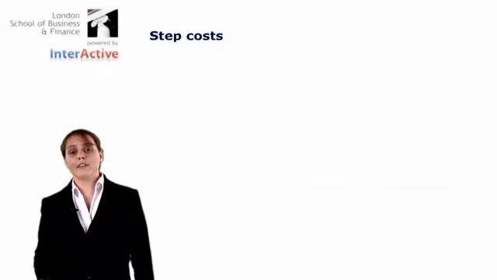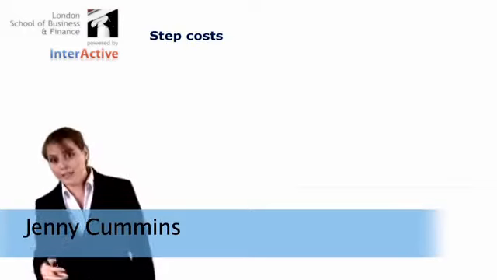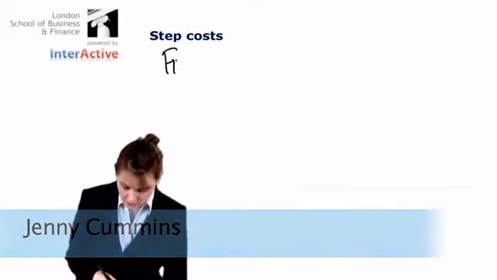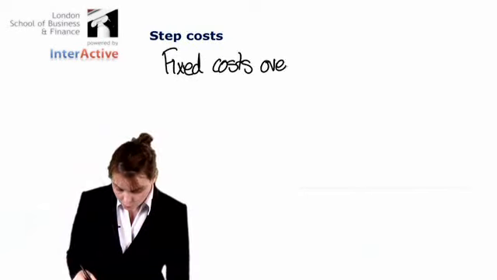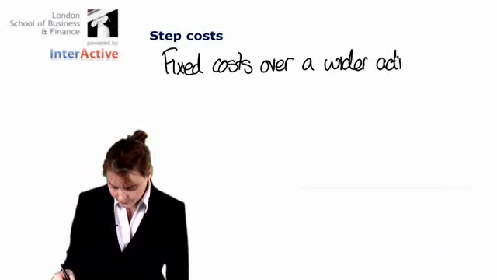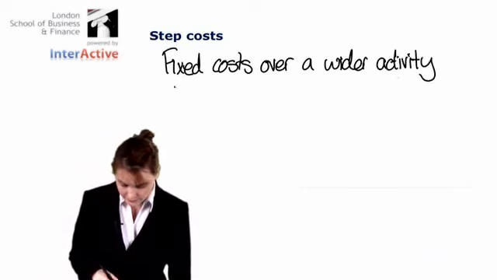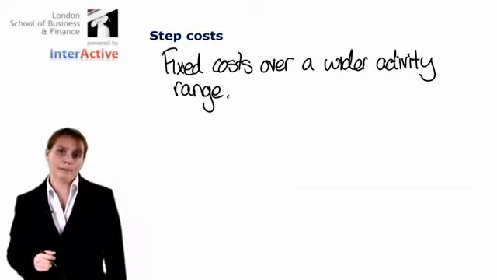The next cost behavior we're going to look at are step costs. Now, step costs are fixed costs over a wider activity range. So let's think about an example.